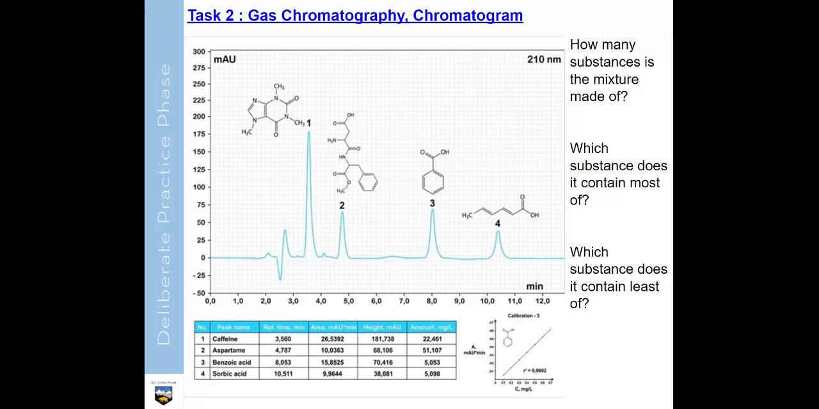Which substance does it contain the least of? Well, that would be the lowest peak, and therefore number 4, which would be sorbic acid.